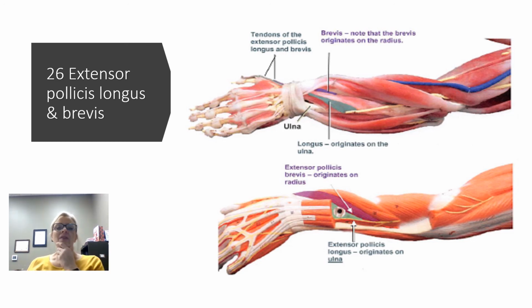It's going to abduct the thumb, extend the thumb at the interphalangeal joint. The longus and the brevis are going to originate on different bones. The longus on the ulna, the brevis on the radius. Follow the tendons here. The extensor pollicis brevis is the only deep muscle on the posterior arm that originates on the radius, okay? Now you can't see the origins on the model.